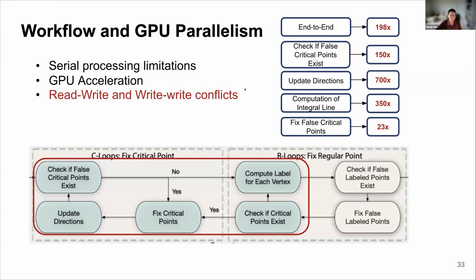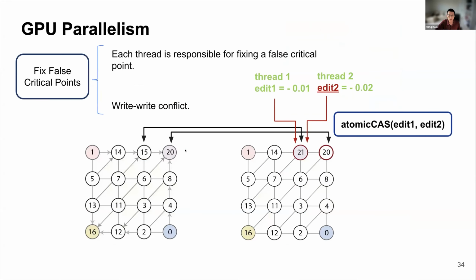So this is roughly the workflow, and we also apply GPU parallelism. There are a lot of steps, for example, checking false critical points, updating the directions, basically updating the data values so the gradient becomes consistent, and then we also need to fix some regular points which are not minimum or maximum, because they matter for the separatrices. One challenge is how to handle read-write and write-write conflicts on GPUs, and we have a specific strategy to use atomic operations to keep the result consistent while we fix all the topology.